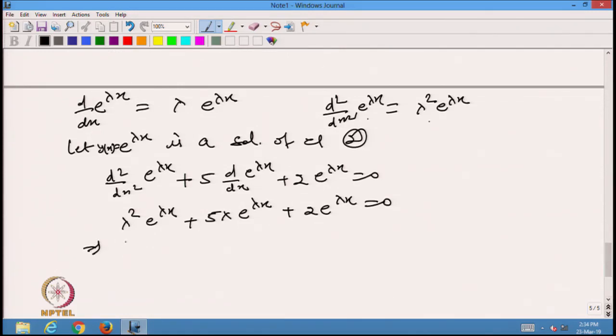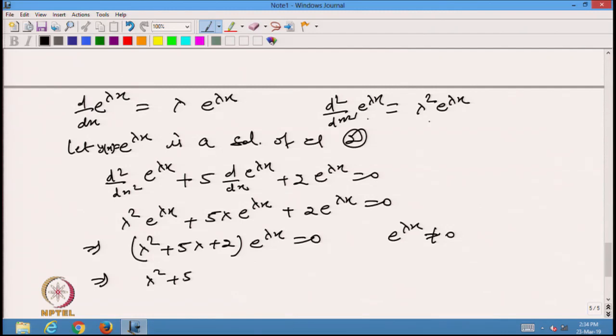Now, from here I can take e^(λx) common, and I will get λ² + 5λ + 2. This is the remaining part. Now, I know that e^(λx) is never 0. So these are two factors multiplied together giving 0, so one of them should be 0. In that case, λ² + 5λ + 2 = 0.